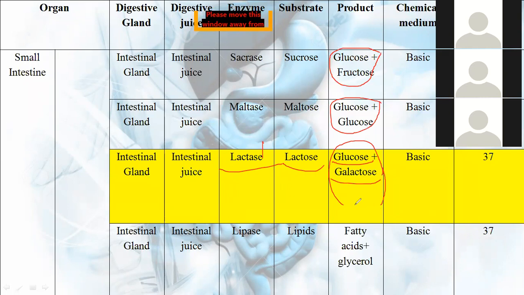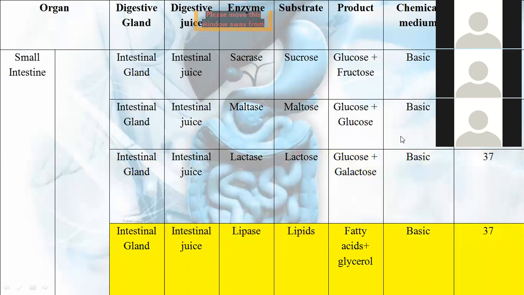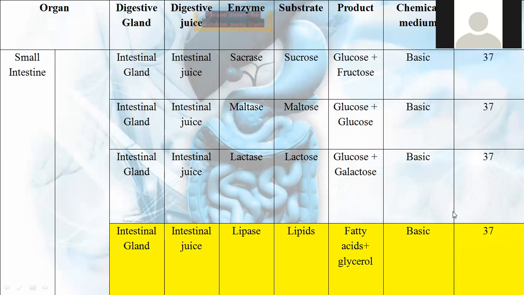Moving now to the last one, the intestinal glands that contain the enzyme lipase. It works on what? It works on lipids, to give what? To give fatty acids and glycerol, where the medium is basic and the temperature is 37 degrees Celsius. So lipase works on lipids to give fatty acids and glycerol. If I ask you, Ismail, give me the name of the test that is used to identify the presence of lipids.